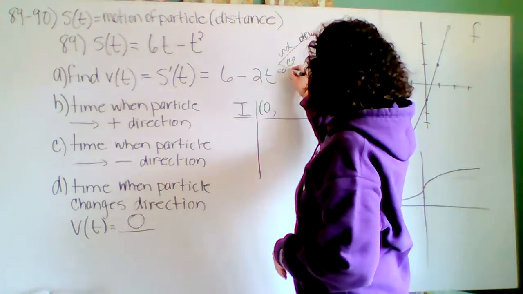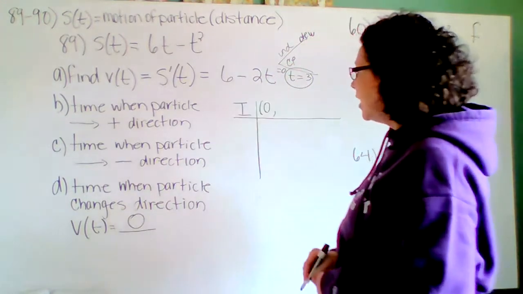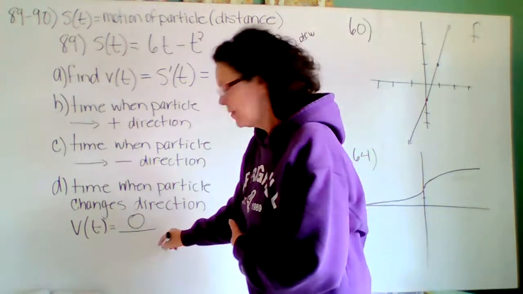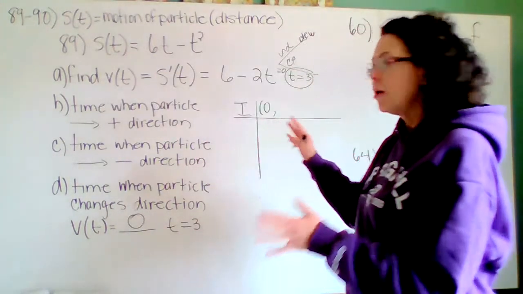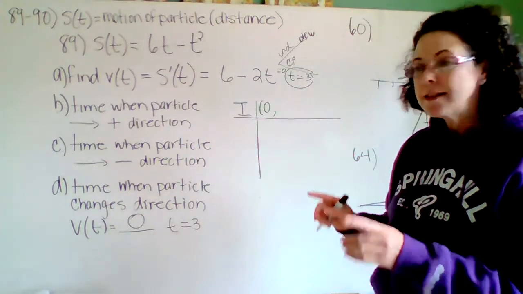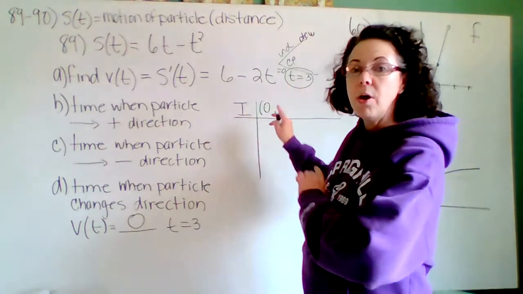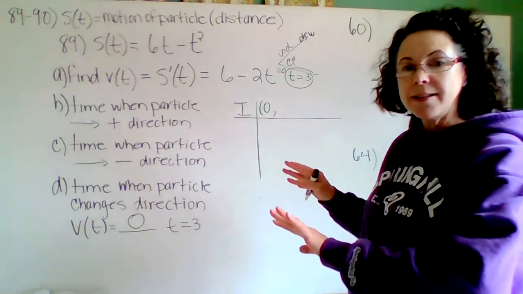Equals 0 at a time of 3, right? And so we answered D. That would be at a time equals 3. And now I'll be able to break it into intervals since I know where the critical point is, 0. Where is the derivative positive or negative?